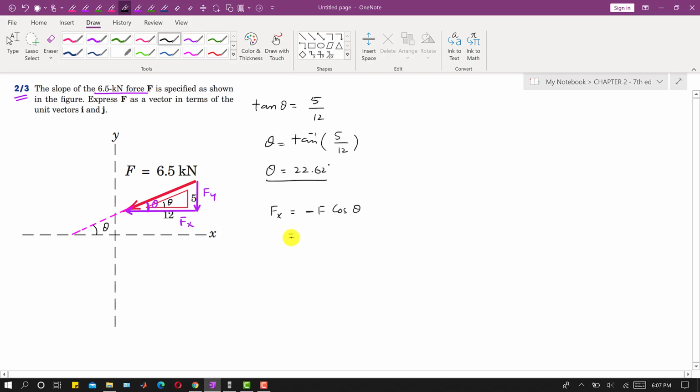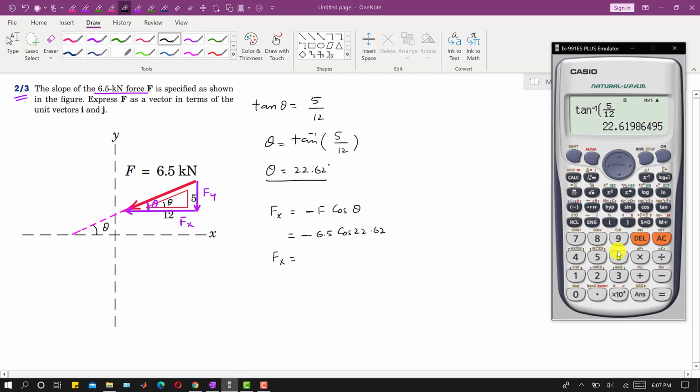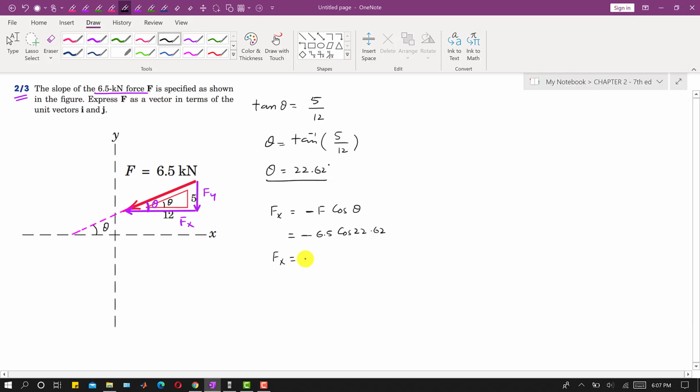right? This is minus, f magnitude is 6.5 kilonewton cos of 22.62. So this will give us the f of x magnitude, 6.5 cos of 22.62. So this is 5.99. So we can say that this is approximately 6 kilonewton, right? So we will write that this is minus 6 kilonewton, right? So this is f of x.